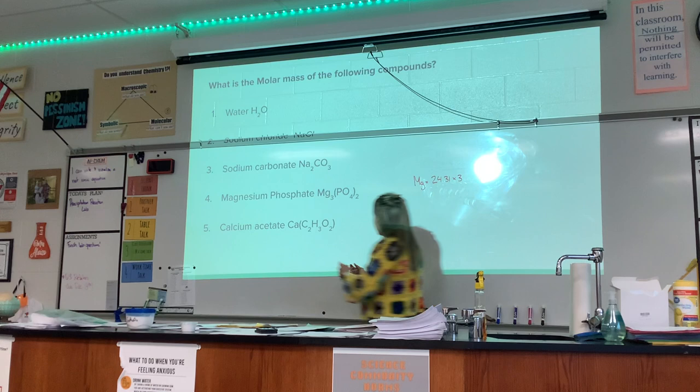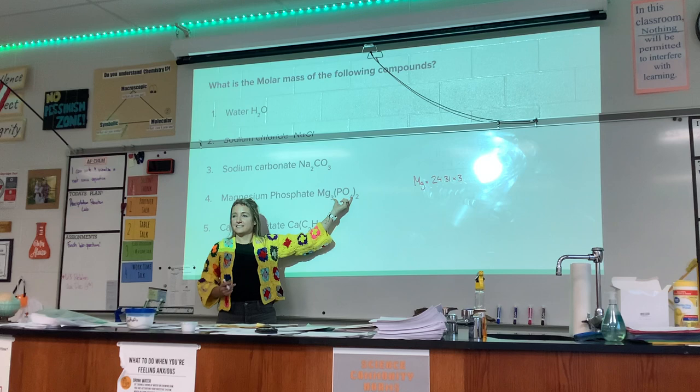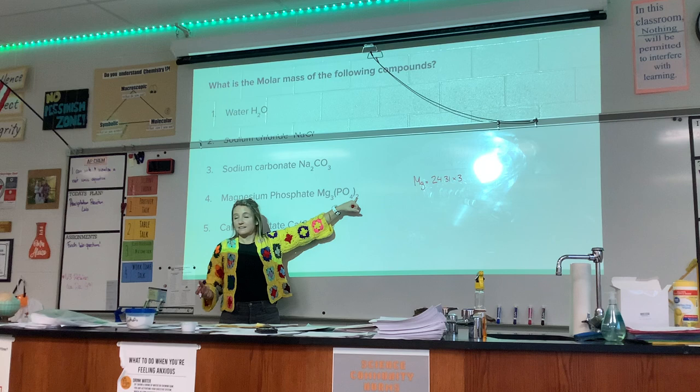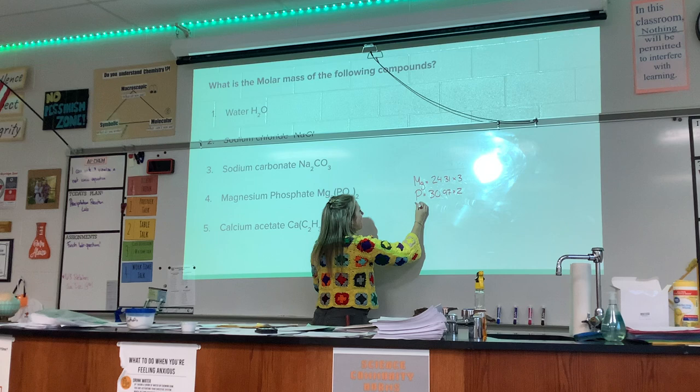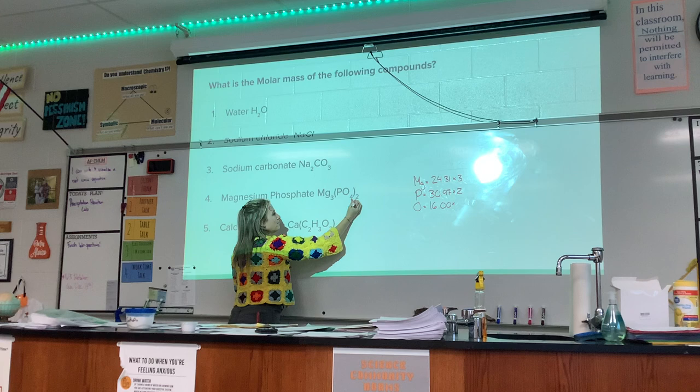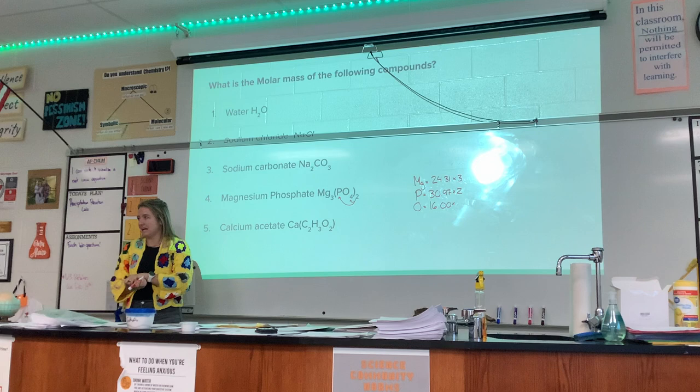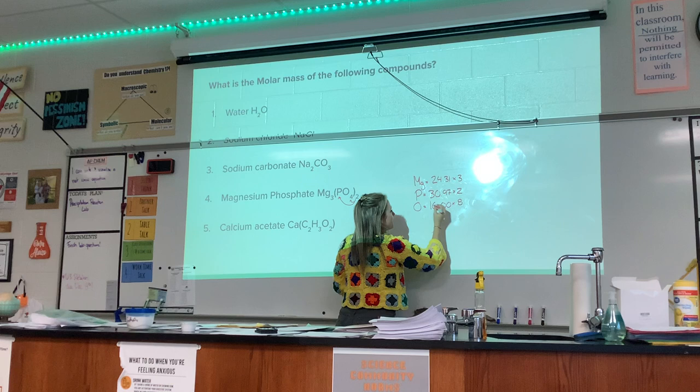Now, the phosphorus is inside parentheses. So similar to math, we have to distribute that number within. Okay, so I need to find the mass of phosphorus, which is 30.97, and it's gonna times by two, and then oxygen, which is our 16 again, for that one, I'm gonna times it by eight. And then once I do all those, add it all up for my molar mass.